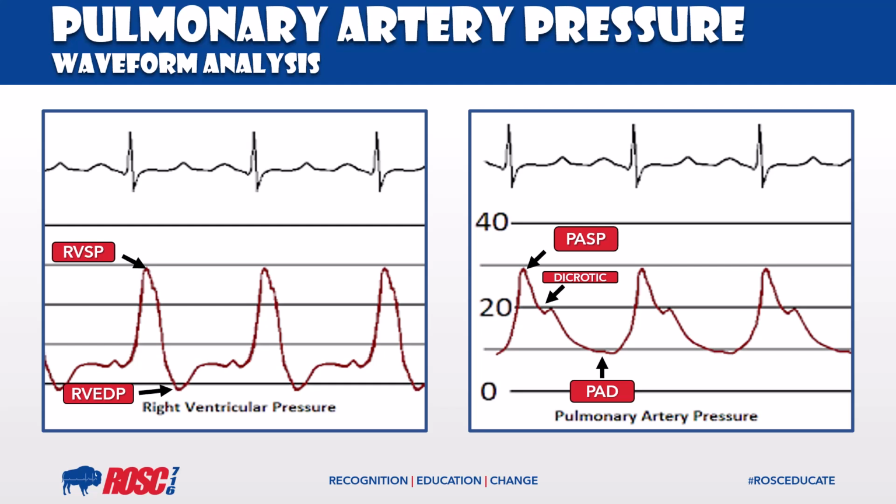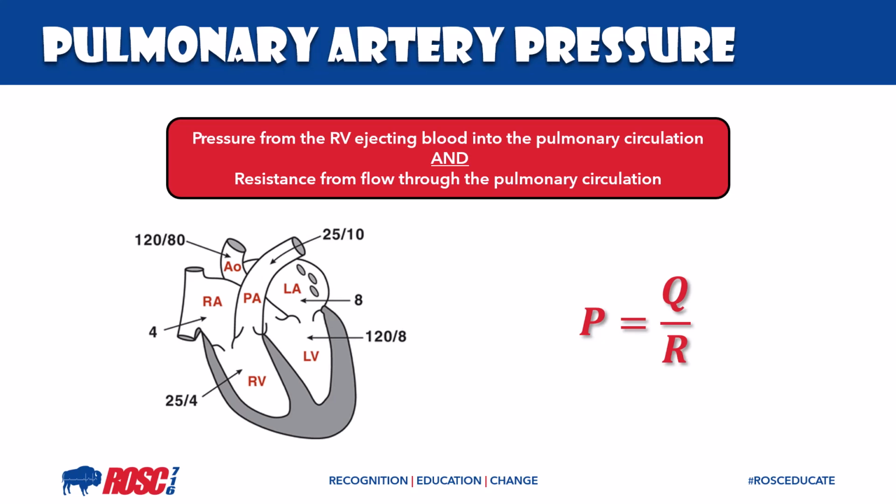Let me show you why. What exactly is the pulmonary artery pressure? It's the pressure the RV is ejecting blood into, the pulmonary circulation, and the resistance from flow through the pulmonary circulation. We can understand this with the formula of pressure equals flow times resistance.